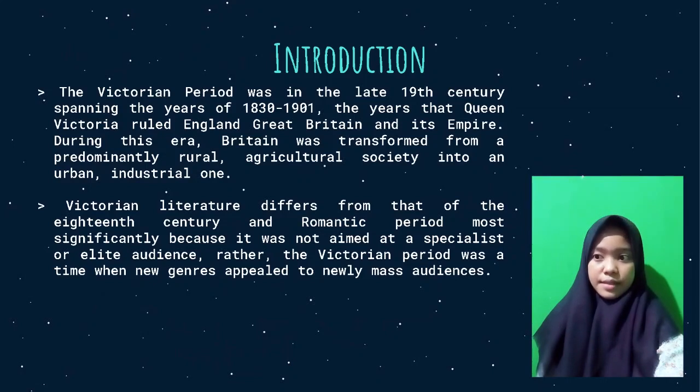Victorian literature differs from the literature of the 18th century and Romantic period most significantly because it was not aimed at a specialist or elite audience. Rather, the Victorian period was a time when new genres appealed to the newly mass audiences.